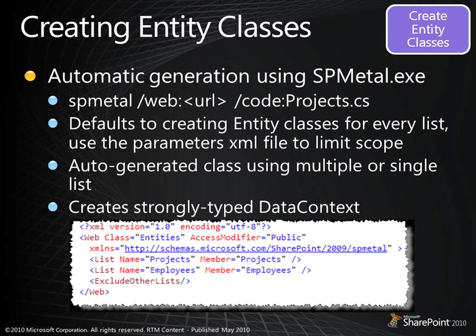By default, without a parameters.xml file, SPMetal will attempt to create entity classes for every SharePoint list within the site. In many cases, only one or a small number of lists are actually going to be used, and it may be desirable to create entity classes just for these lists. SPMetal supports this option by allowing the developer to create a parameters.xml file to specify the list by name for which entity class generation is desired. Keep in mind that any changes to the list or content types being used will need to have their entity classes regenerated to ensure they are in sync with the latest changes.